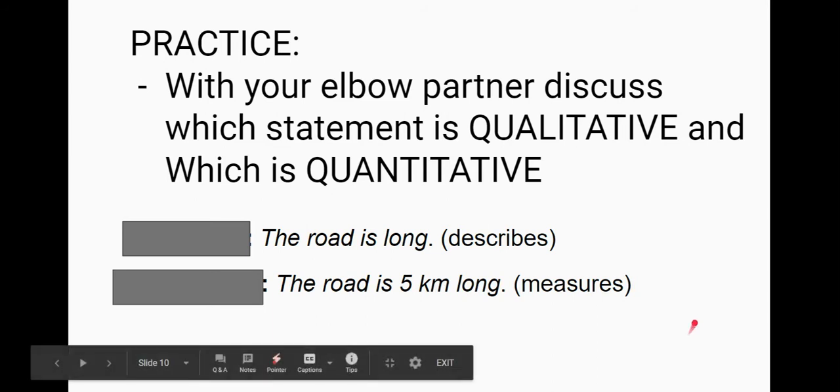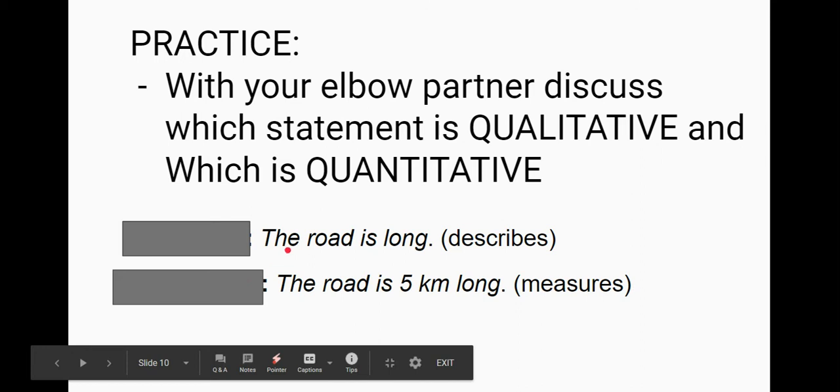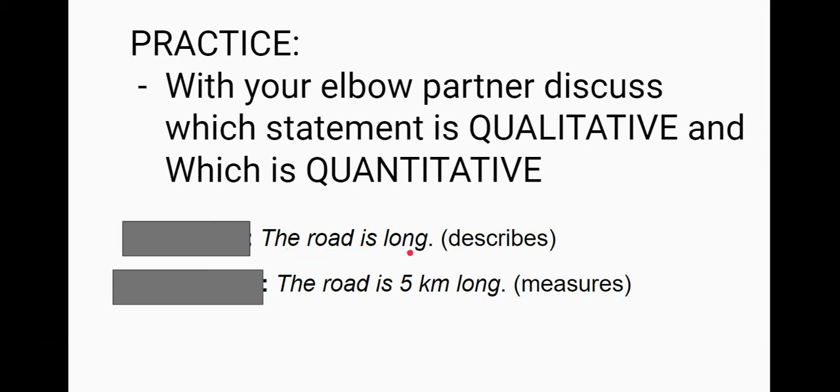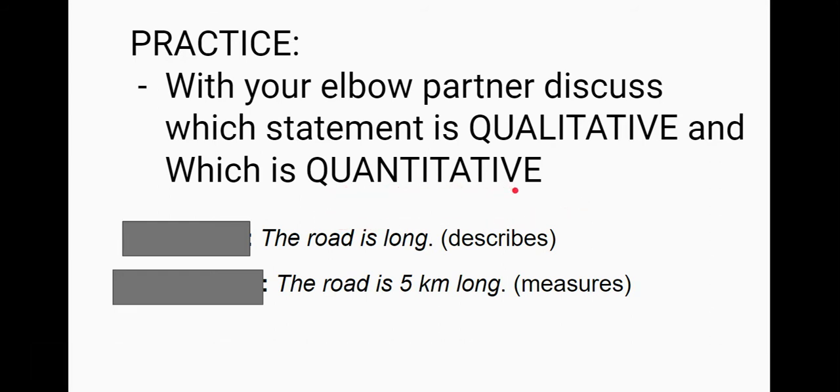Obviously you can't practice with your partner, but this might be a question that comes up in class that we'll go over. So you should try it on your own right now. This practice question says: the road is long; the road is 5 kilometers long. The road is long is just describing the road, while the other gives an actual measure of how long the road is, 5 kilometers. So which statement is qualitative and which is quantitative?